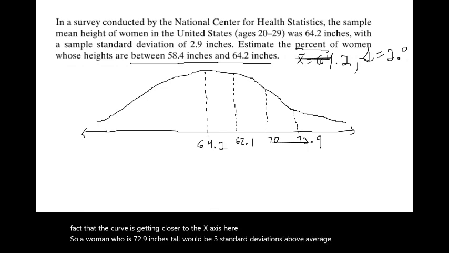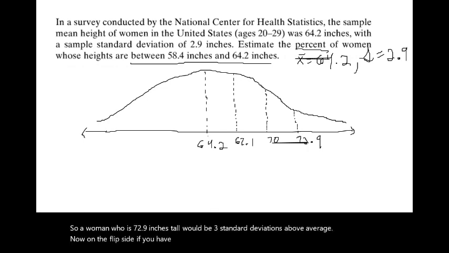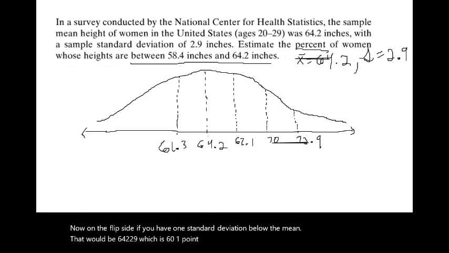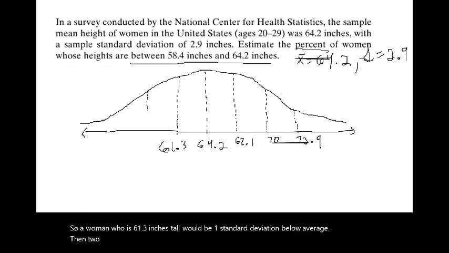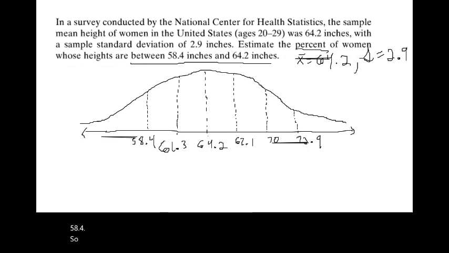Now on the flip side, if you have 1 standard deviation below the mean, that would be 64.2 minus 2.9, which is 61.3. So a woman who is 61.3 inches tall would be 1 standard deviation below average. Then 2 standard deviations below the mean would be minus another 2.9, gives us 58.4. So a woman who is 58.4 inches tall would be 2 standard deviations below average.